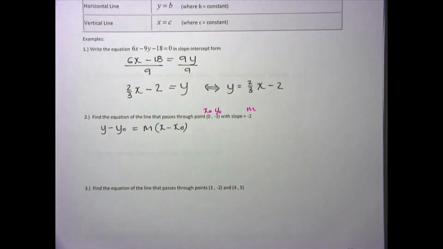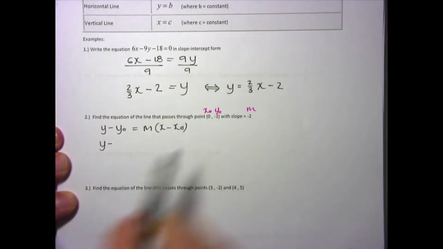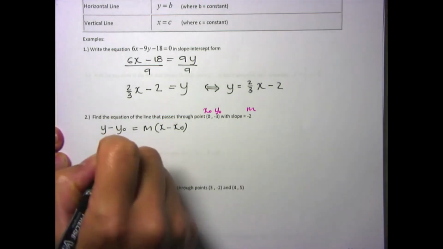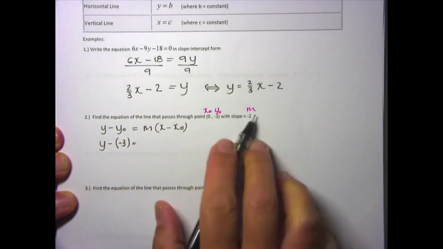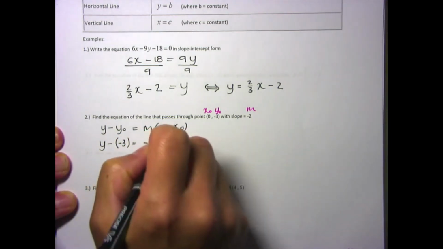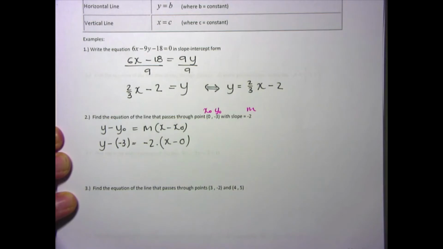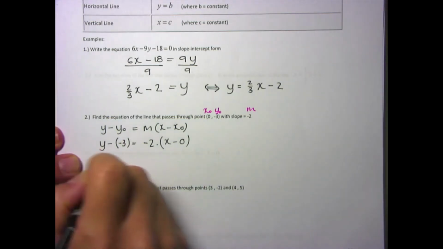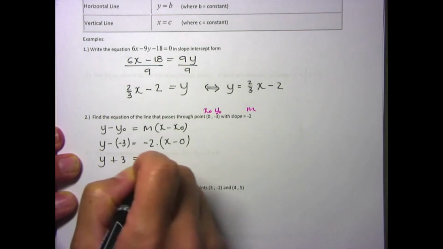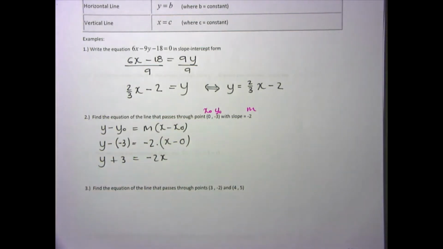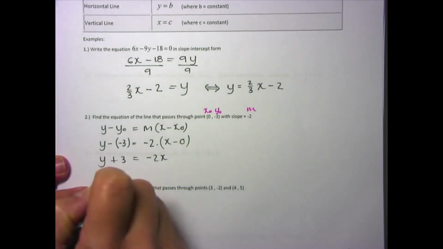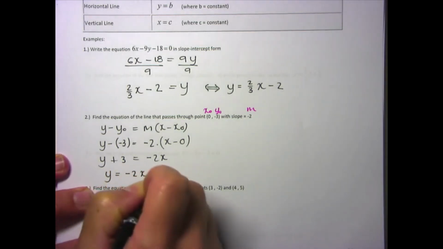So let's replace what we know. I will have y minus y naught, which is -3. M is equal to -2. X minus x naught, and x naught is equal to 0. All right, and we're going to clean up. So this is y plus 3 is equal to -2 times x. And typically we want to give the equation of the line in slope-intercept form, so I'm again going to solve for y. I'm just going to subtract 3 from both sides. So y is equal to -2x minus 3.